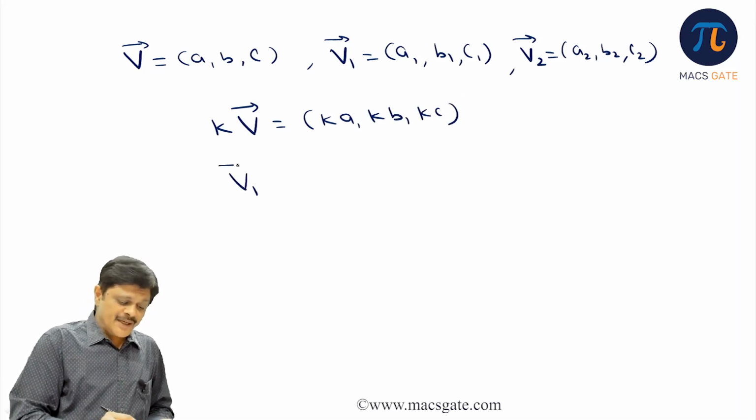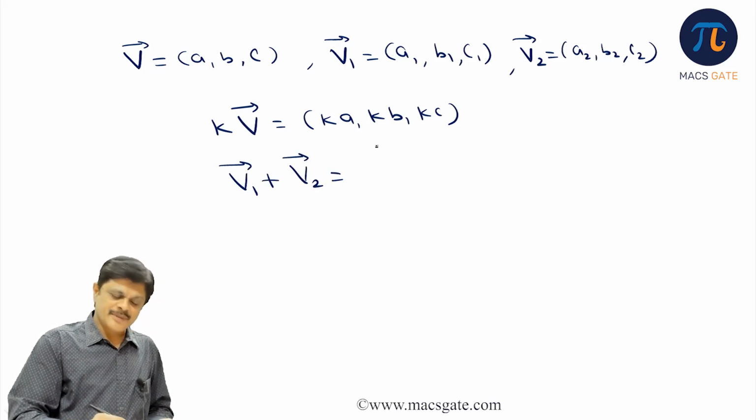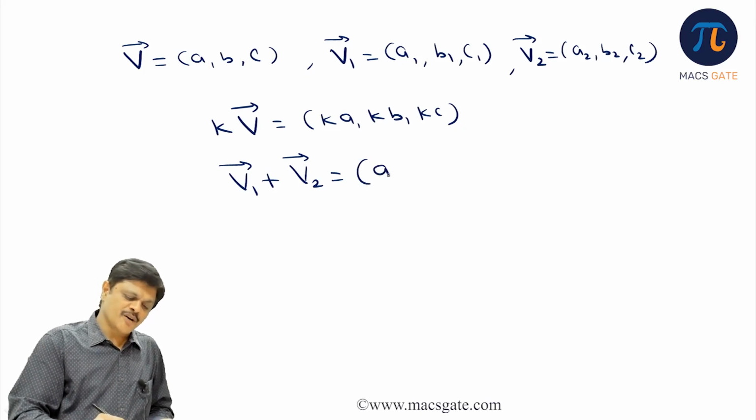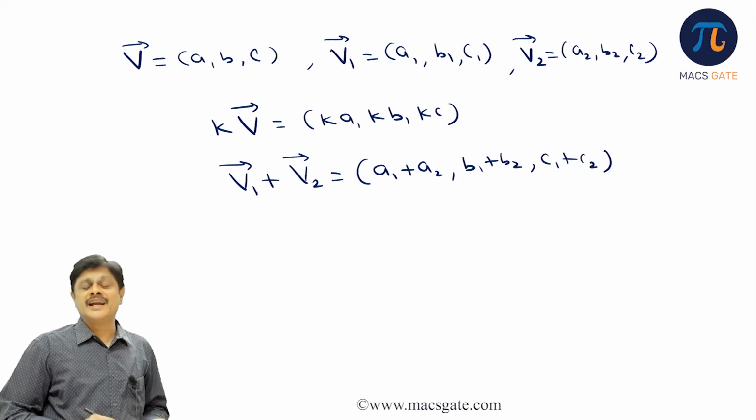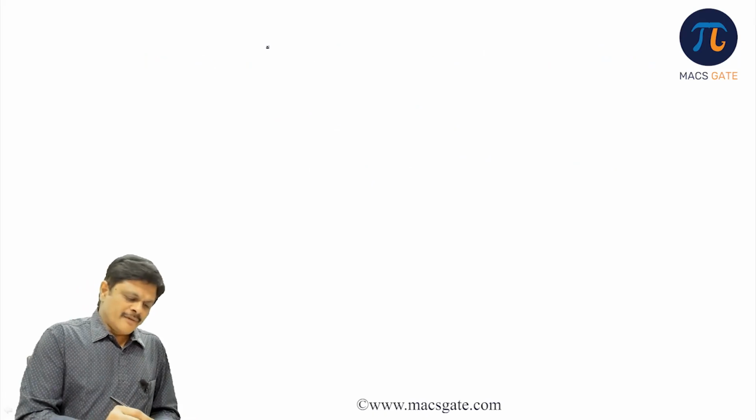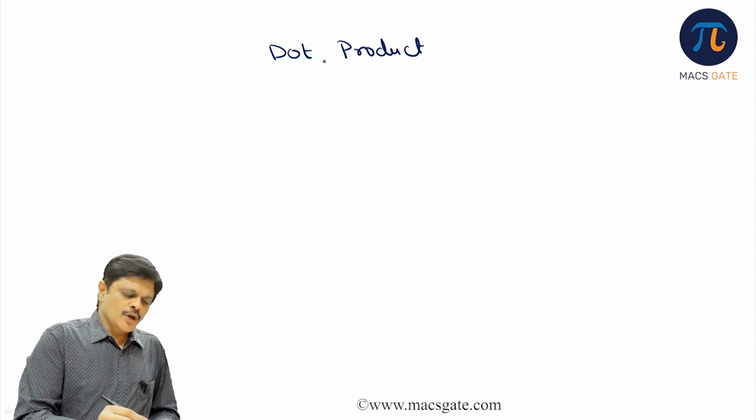Now what do you mean by adding two vectors? Addition of two vectors means just adding their corresponding components: a1 plus a2, b1 plus b2, c1 plus c2. So this is the addition of the two vectors. Now the vector products. We have two types of products. One is called the dot product. The other one is the cross product.